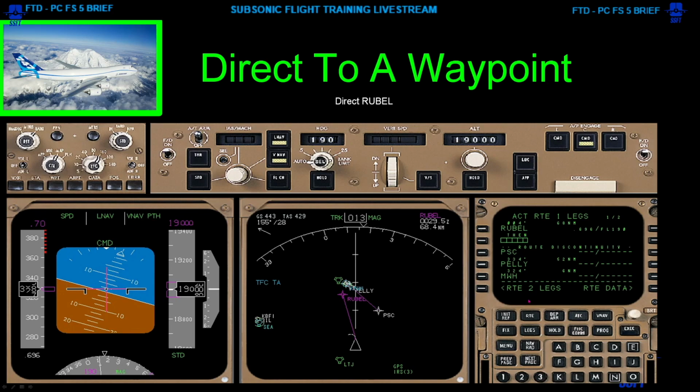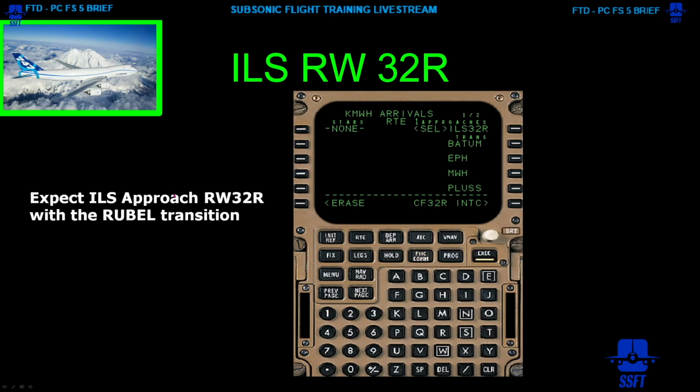So we're going direct Ruble. And then he's going to say, we'll expect the ILS 32 right with a Ruble transition. So we'll go to the departure arrival key, push that. Again, the logic is such that if you're more than half the distance to your destination, or 400 miles, whichever comes first, then it's going to give us the Moses Lake arrival page. If we were less than 400 miles, or half the distance, whichever comes first, it would give us the arrival page back to Boeing Field.